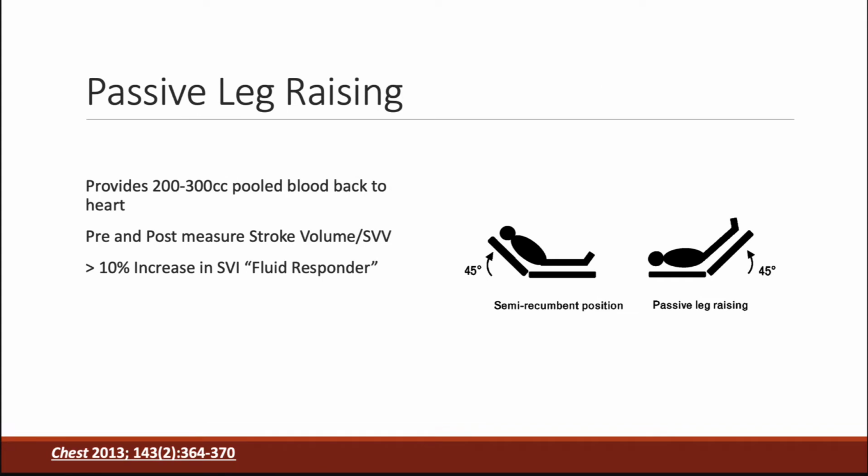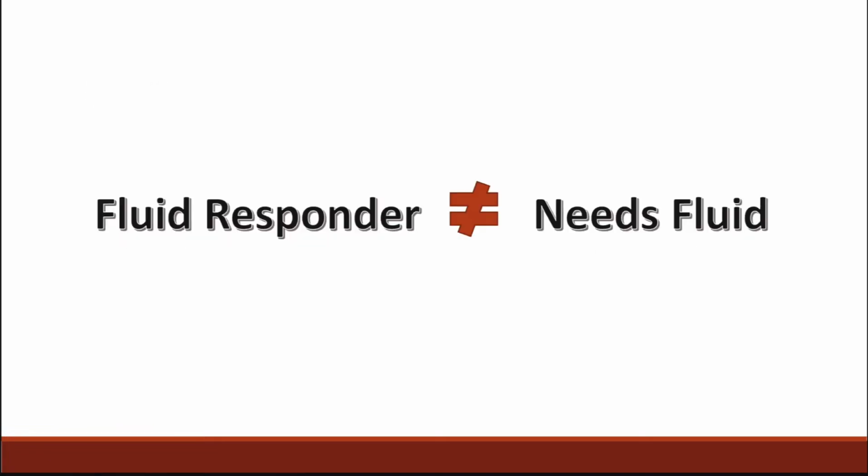When we put somebody's legs up, that delivers about 200 to 300 cc's of pooled blood back into the heart. Let's use that to figure out what happens when we give extra fluid. This essentially identifies fluid responders. You can look at the article in Chest from 2013 and decide for yourself. But this is a good practice. This is better than any of the other tools that we've discussed so far.